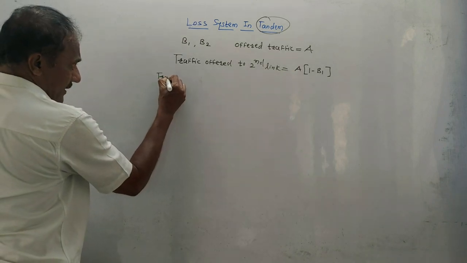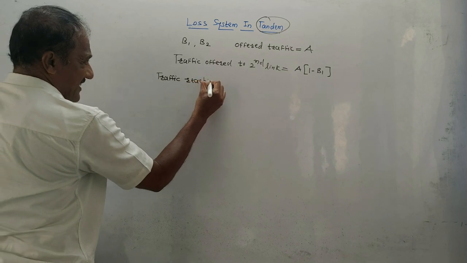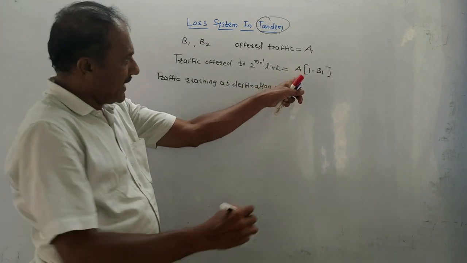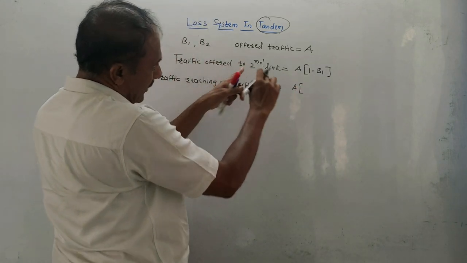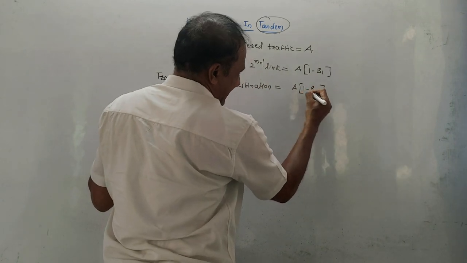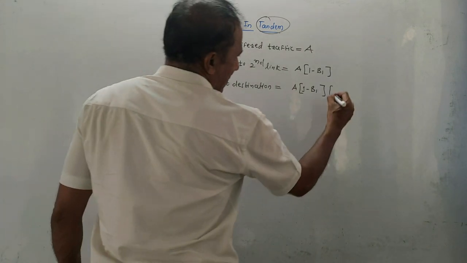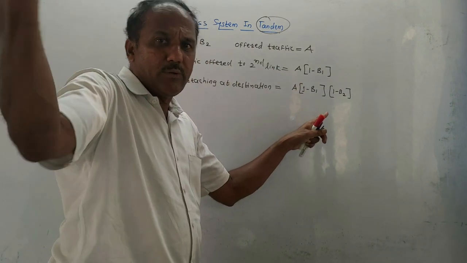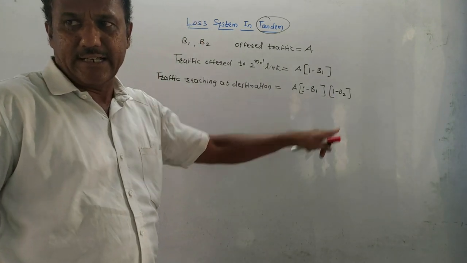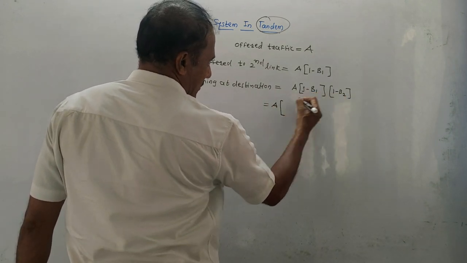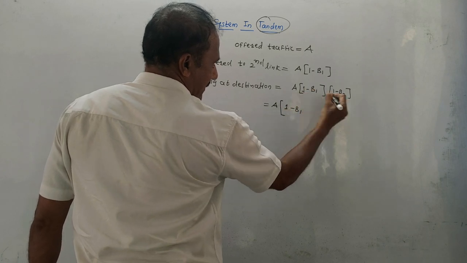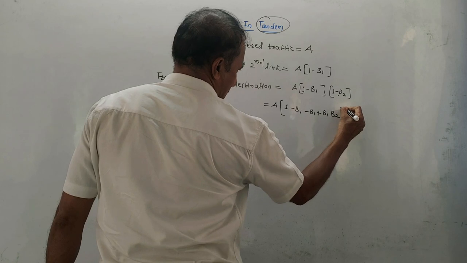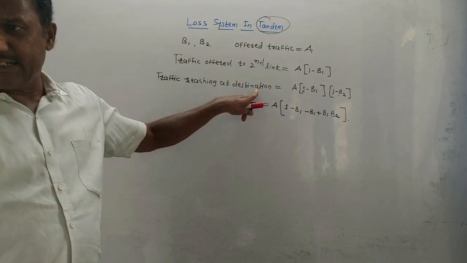But actually, the traffic reaching at destination will be calculated using this value, meaning the traffic offered to the second link from the first link. So this term I will write as it is, A into 1 minus B1, into the second term 1 minus B2, because after the second link, since we are just considering two links, the traffic will be offered to the destination, so it is 1 minus B2 for the second link. So let us simplify this equation. I will keep A as it is, just multiply these two brackets. So 1 multiplied gives 1 minus B2 minus B1, minus minus becomes plus, plus B1 into B2. So this is the total traffic reaching at the destination.